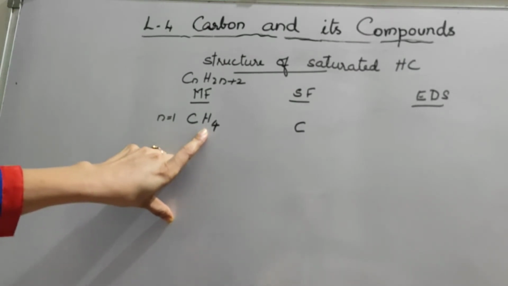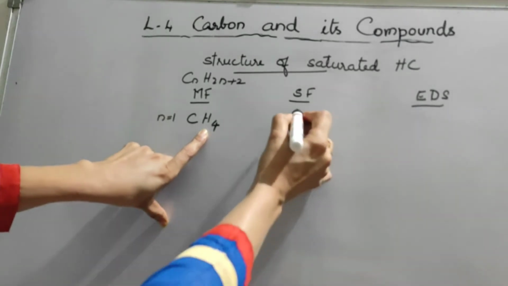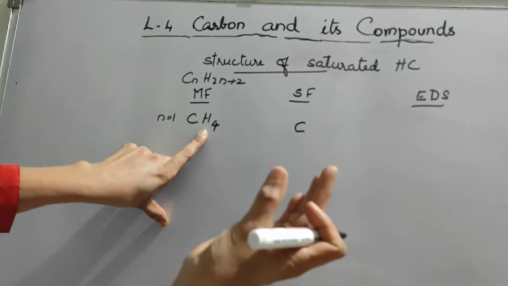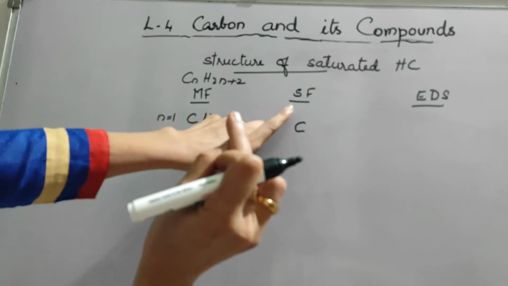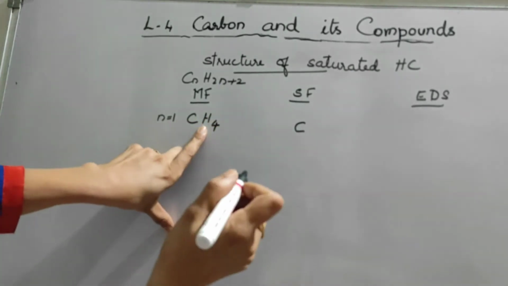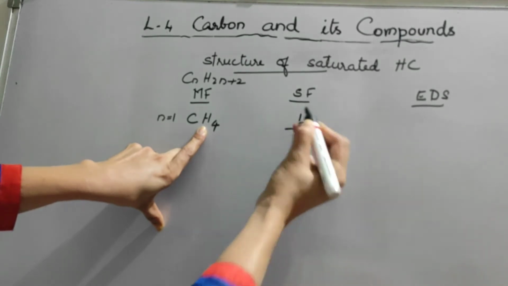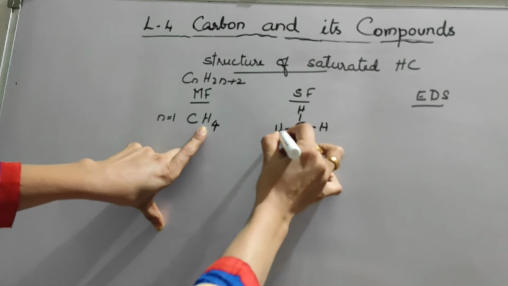So these 4 hydrogens are distributed on the 4 sides of the carbon atom. We already studied that carbon always satisfies a valency of 4. These 4 bonds are represented by a short line on the 4 sides of the carbon atom. In the same way, we represent the hydrogen on the 4 sides of the carbon atom, like this. This is the structure of methane.